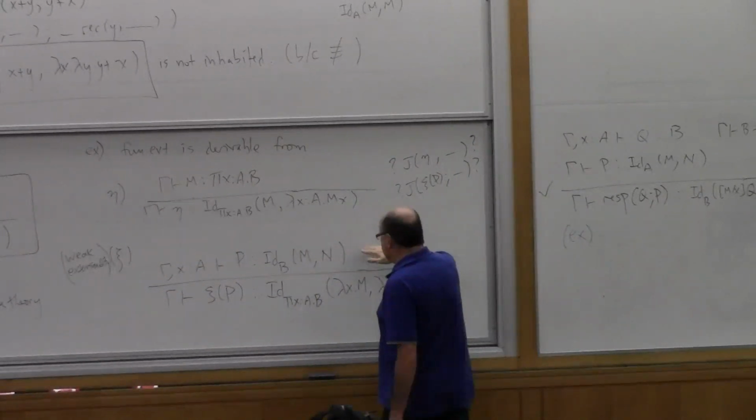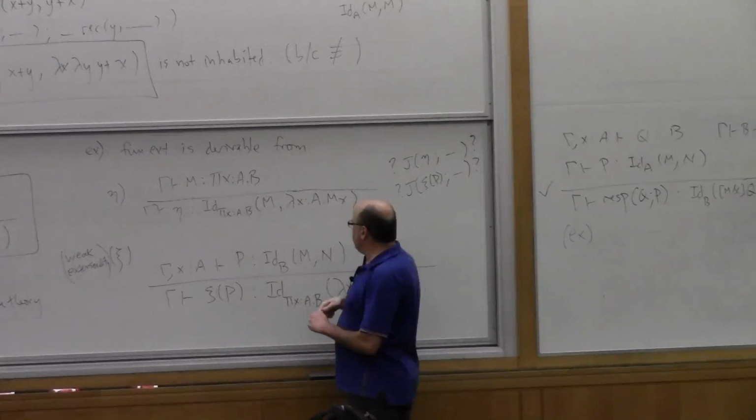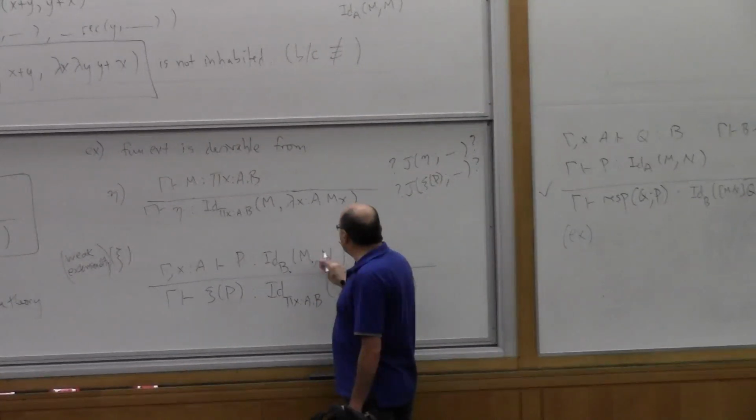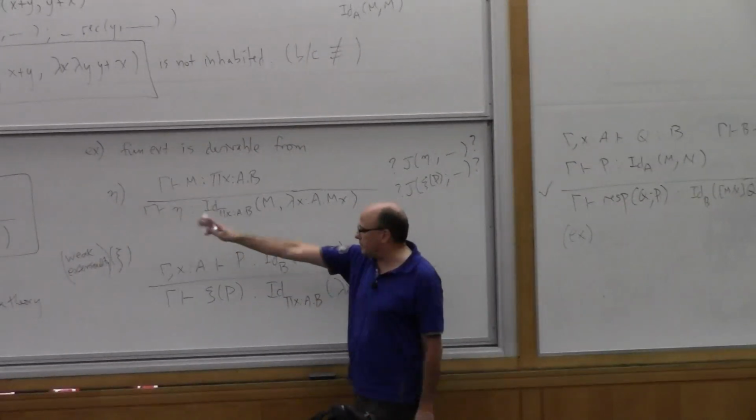Did I write it down wrong? The P is... Oh, the P can depend on X, certainly, yes. And so can the B and the M and the N. They all could have X in it. Okay? I don't want to write it there. It might look... I don't want to confuse it with that.